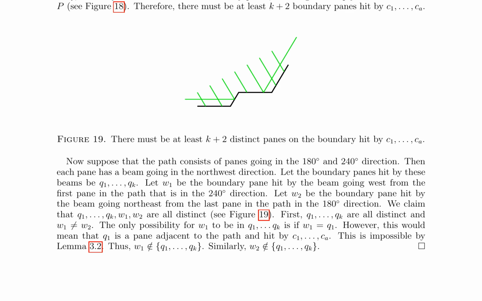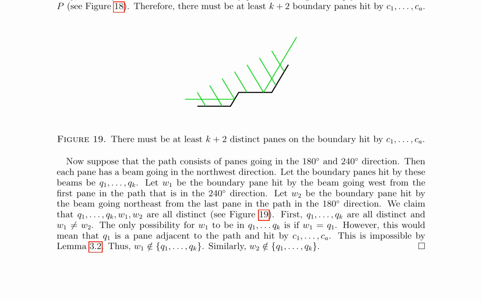Next, the authors show that W1 and W2 cannot be equal to any of the chi. This is achieved by leveraging lemma 3.2, which states that a pane adjacent to the path cannot be hit by C1, Ca. Since W1 and W2 are both adjacent to the path, they cannot be equal to any of the chi. Consequently, it is concluded that there must be at least k plus 2 distinct boundary panes hit by C1, Ca, as shown in Figure 19.